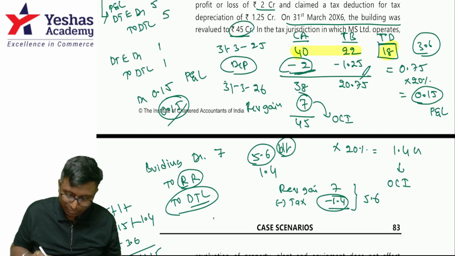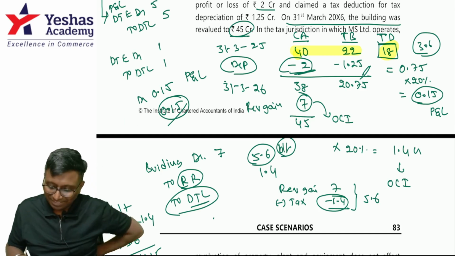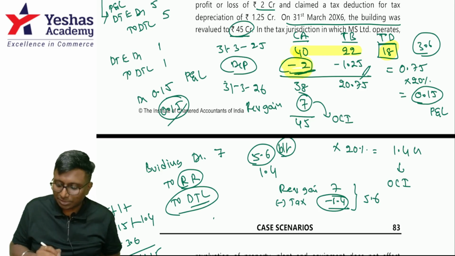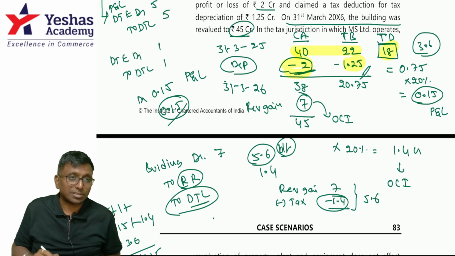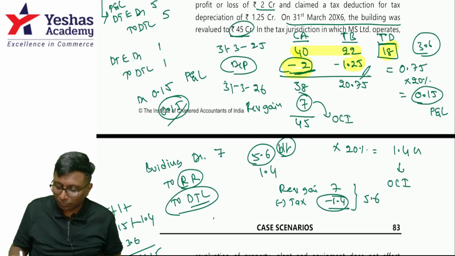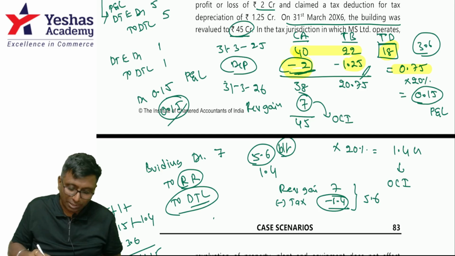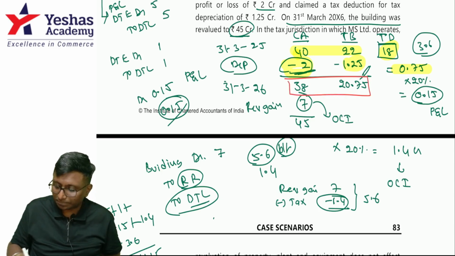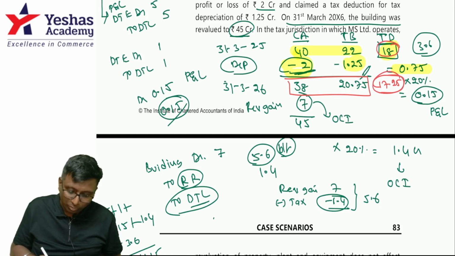Here it should be deferred tax asset. No, my dear. Correct? What is asset? Our accounting depreciation is more than the tax depreciation, due to which deferred tax asset arises. To the extent of 0.75, the temporary difference will fall down. Right? Use the calculator. 38 minus 20.75. How much? 17.25. That means your earlier temporary difference is coming down. That's why what are you supposed to do?